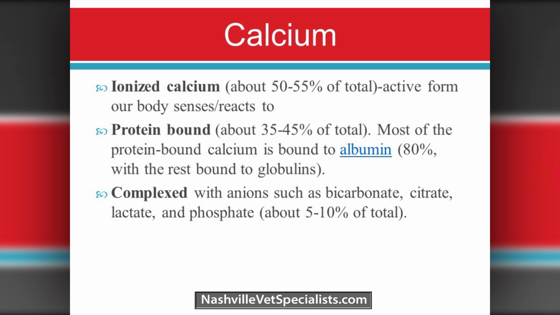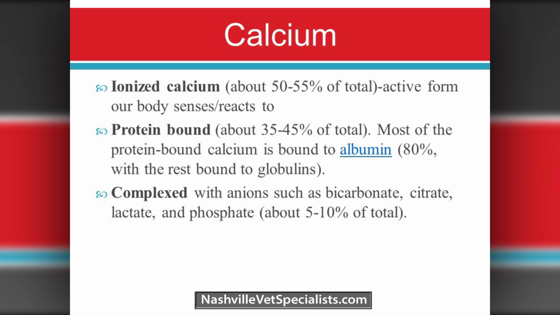Remember that the ionized calcium is a metabolically active form of calcium, and that's what your body senses and responds to. It's absorbed through the intestines, mostly the ileum, and it's mediated by vitamin D. PTH indirectly promotes absorption by helping convert vitamin D to the active form, calcitriol. Absorption of calcium is inhibited by corticosteroids, and steroids promote renal excretion. That's why whenever you have a hypercalcemic animal, you can use steroids, because it decreases absorption and also helps with excretion.